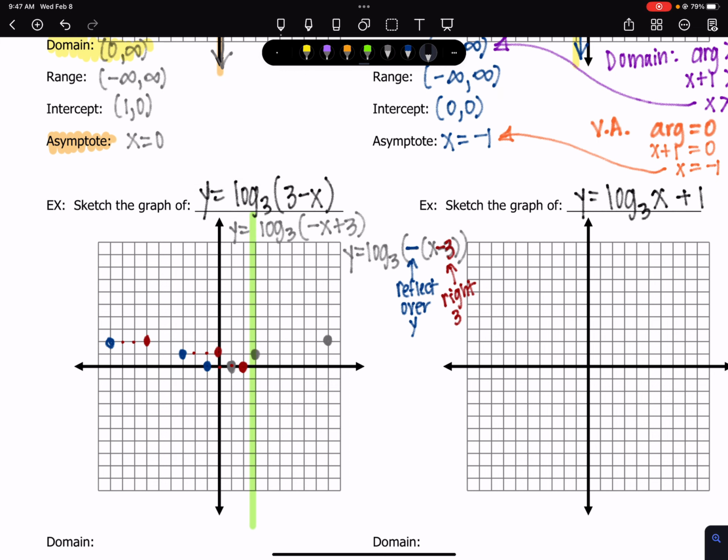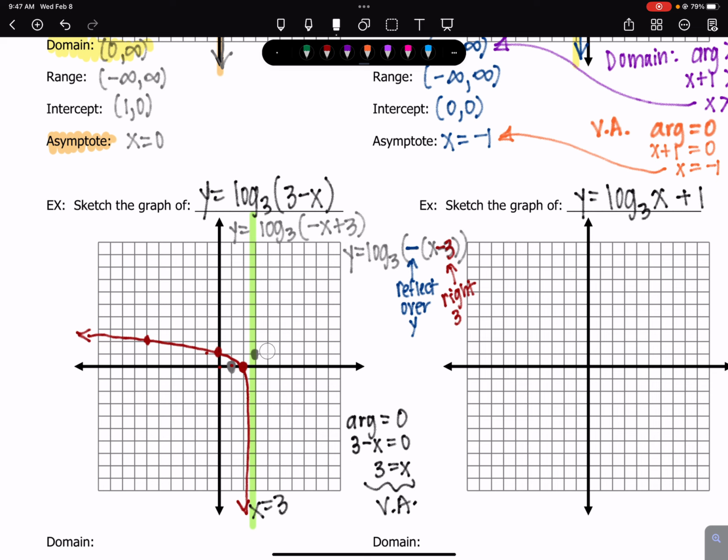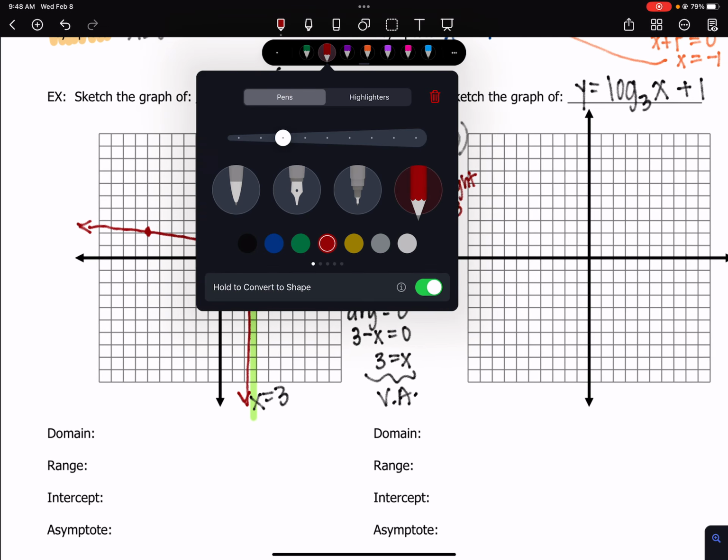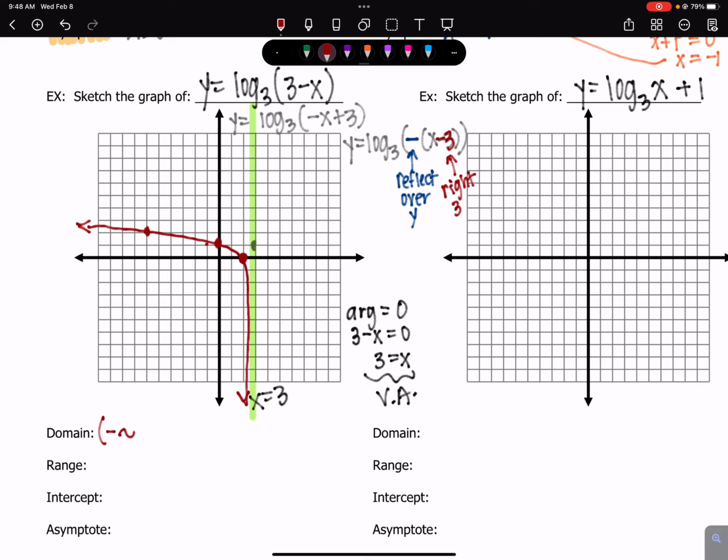I'm going to check that by taking my argument and setting it equal to 0. 3 minus x equals 0. 3 equals x. That right there is your vertical asymptote. X equals 3. So I'm going to connect those red dots now that I've got it right. I'm going to erase the ones I don't need, including those original ones. There we go. And I'm going to fill in the domain from the graph goes from negative infinity to 3.